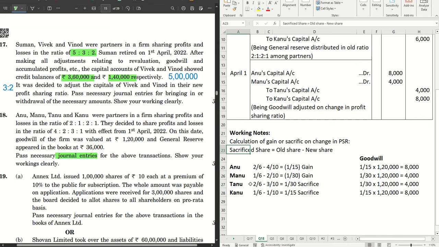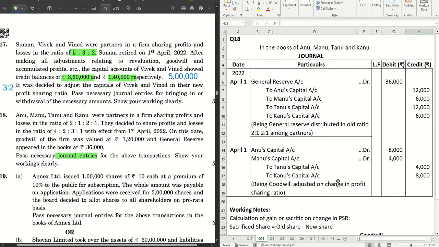So how will the goodwill adjustment take place? The gaining partners are supposed to compensate the sacrificing partners. So gaining partners' capital accounts will be debited with the value of the goodwill corresponding to their respective gain, and the sacrificing partners' capital accounts will be credited. So 1 by 15 into the goodwill value, 8,000 is the amount which will be debited to Anu's capital account, and 4,000 for Manu, which is 1 by 30 into 1,20,000. For Tanu and Kanu, 4,000 and 8,000 will be credited respectively. Okay, so let's move to the journals.